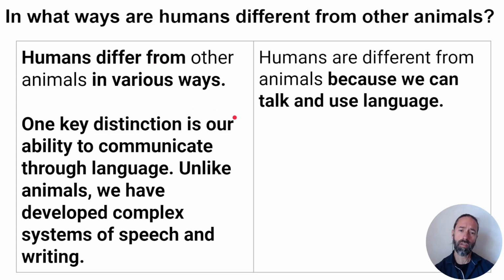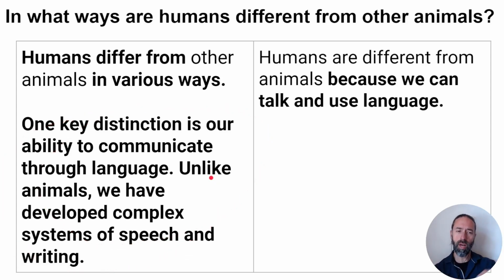And now we're giving an example. We're going deeper. This just was basic, and now we're giving a bit more of an example. One key distinction, again a bit more complex language, is our ability to communicate through language. Again, this is far more complex. Again, we're comparing here. Unlike animals, we have developed complex systems of speech and writing. So the language here is far more complex, and we're extending it.